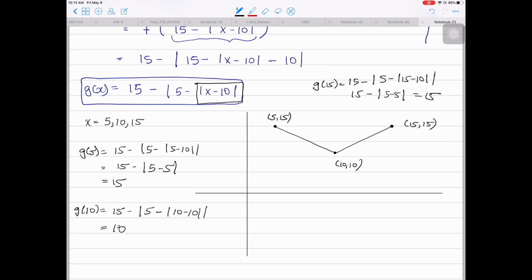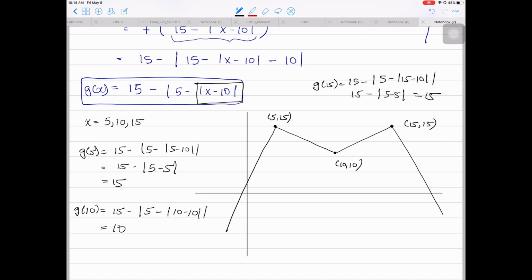And for any numbers greater than 15, we know this term will be greater than 5. So 5 minus that absolute term would be a number greater than 0, and 15 minus that would be negative. So we again know that this would go back down here. Similarly, for any values of x less than 5, it should again go back negative. And that is what the graph should look like. It is not drawn exactly to scale, it is just a rough representation.